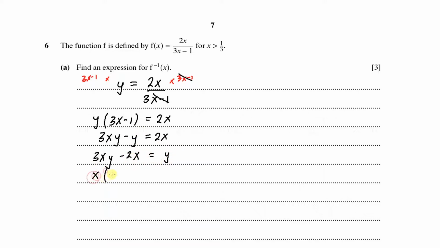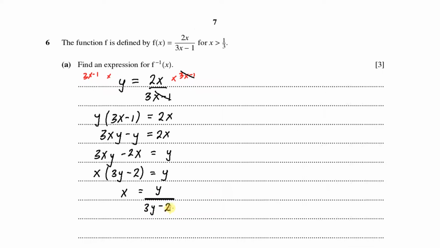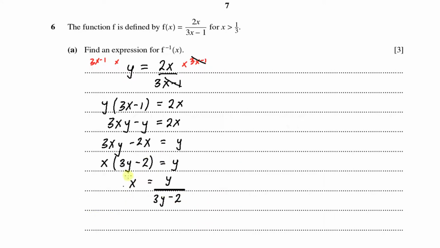And I factor out the x, so it's now 3y minus 2 inside the bracket, and that's all equal to y. Which therefore means if we make x the subject, dividing both sides by 3y minus 2, we'll be having y over 3y minus 2. So if we interchange the variables, we'll now be having y coming out as x over 3x minus 2. So therefore, the expression for f inverse of x comes out as x over 3x minus 2. And that's the answer right here.